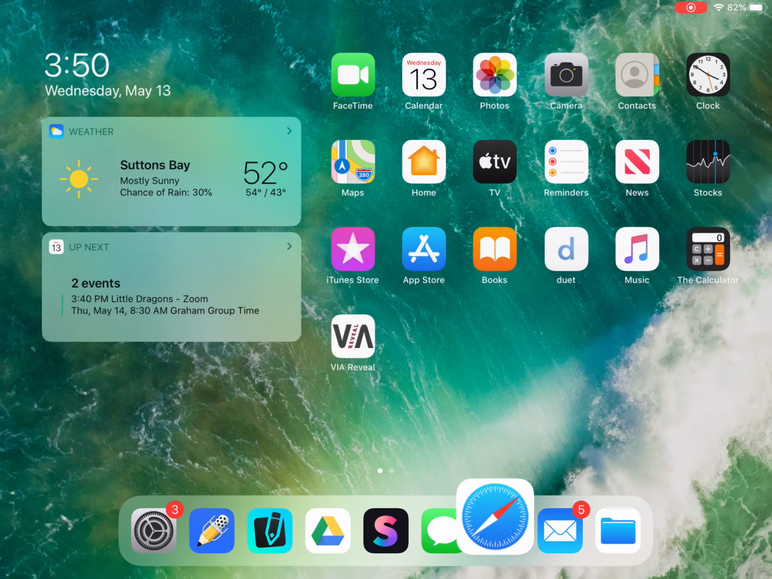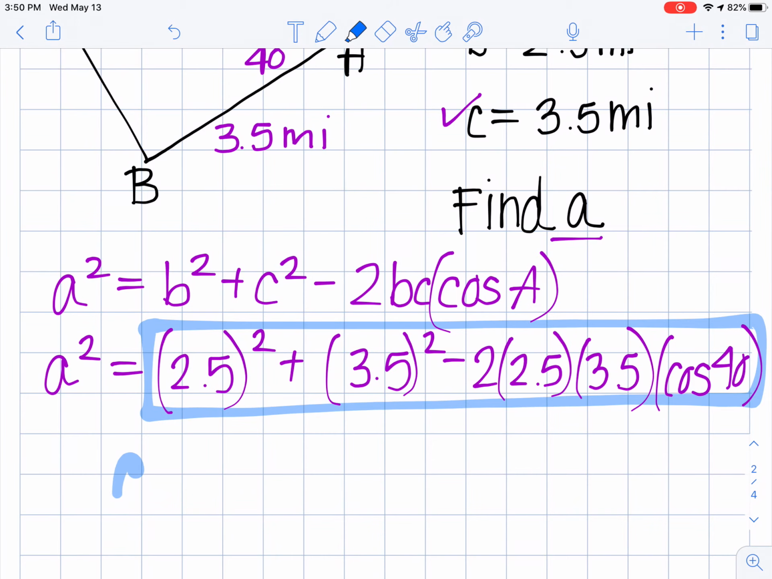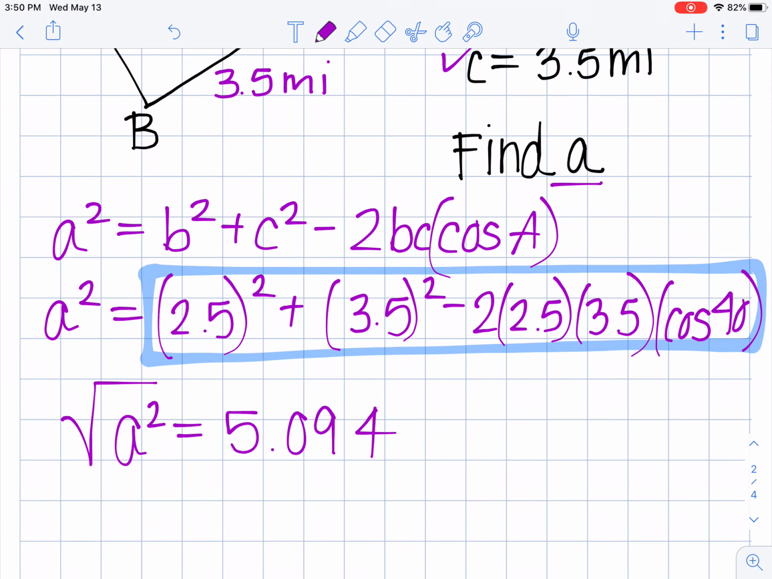So this gives me a squared equals 5.094. But remember, it's a squared equals that, so I have to take the square root of both sides.